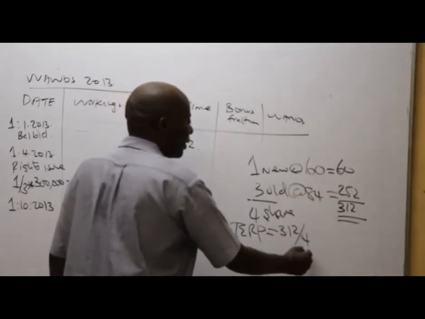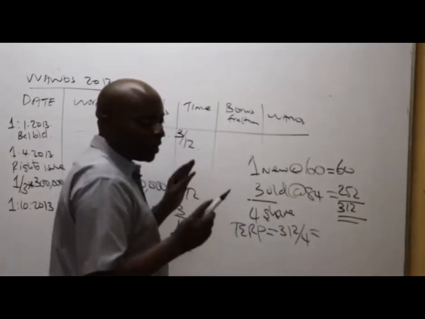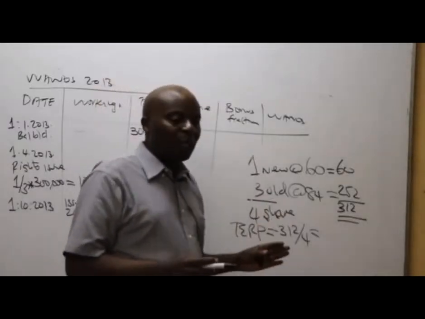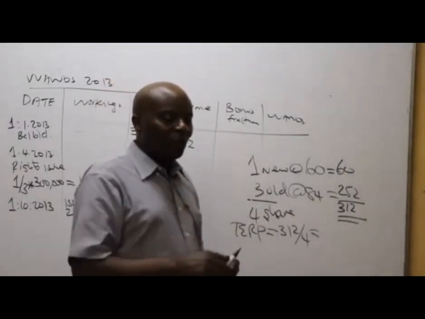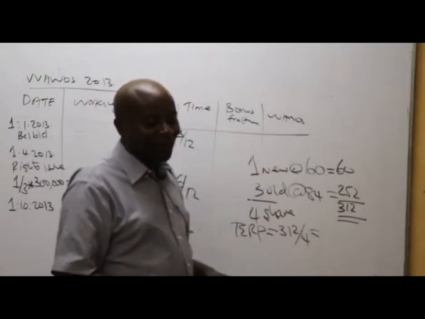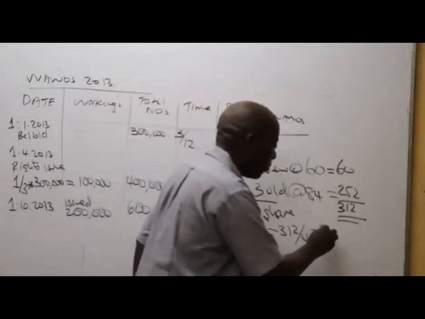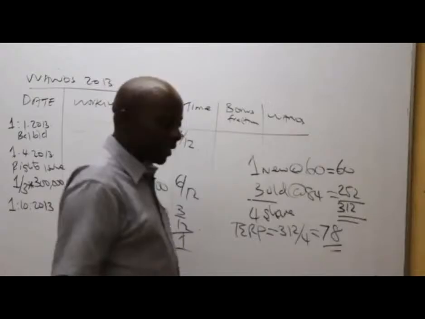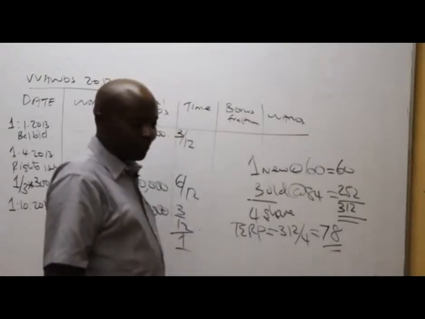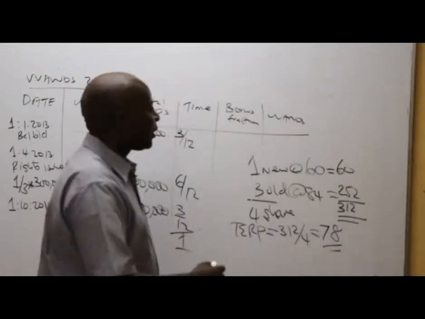Ladies and gentlemen, you may not have gotten anything from this mwalimu, but I so strongly believe that at least umeshika formula ya theoretical ex-rights price. Uendi nyumbani bure. So this is 78 like that. Then what is the bonus fraction?